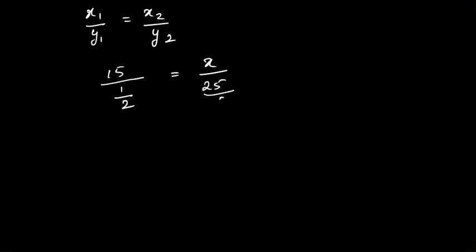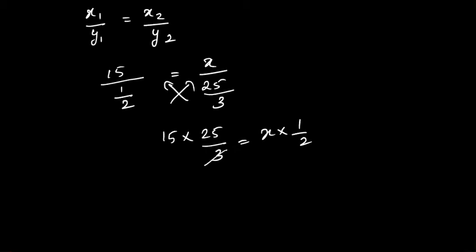And as we can see, the cost and the length are in direct proportion. We get x1 by y1 is equal to x2 by y2. When you substitute the values, we'll get 15 divided by 1 by 2 is equal to x divided by 25 by 3. Cross multiply, we'll get 15 into 25 by 3 is equal to x into 1 by 2. So you can cancel 3 and 15 by 5. Then 5 into 25 will get 125 is equal to x into 1 by 2.